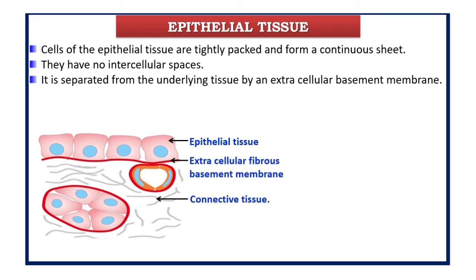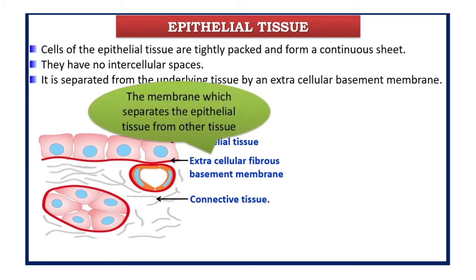So it is separated by this lining which is called the extracellular fibrous basement membrane, the membrane which distinguishes the epithelial tissue from the other tissues which are present in the body of an animal.